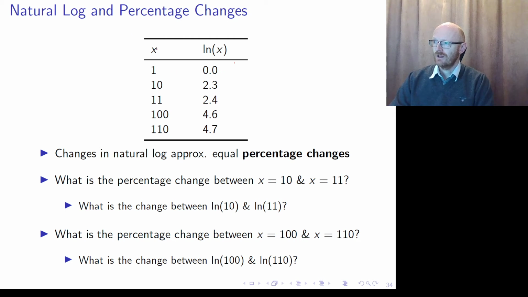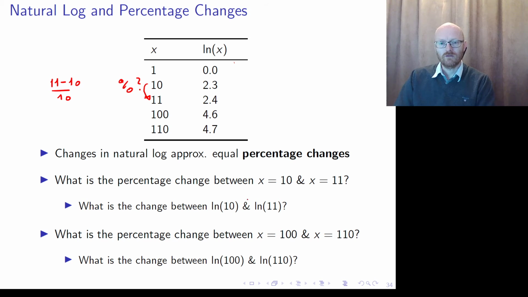And if x is 10, then the natural logarithm is 2.3. So if you want to go from 10 to 11, what is the percentage change? Traditionally, you take 11 minus 10 divided by 10, which gives you 10%.